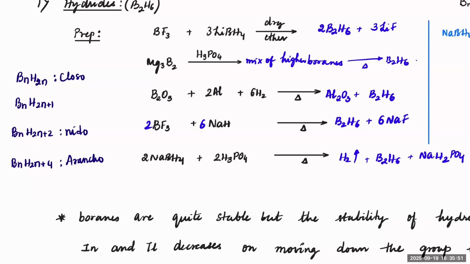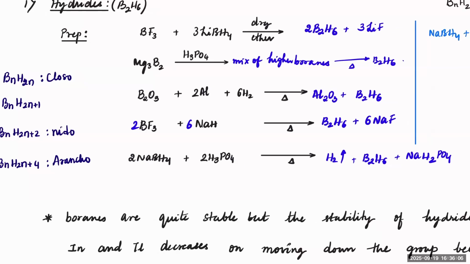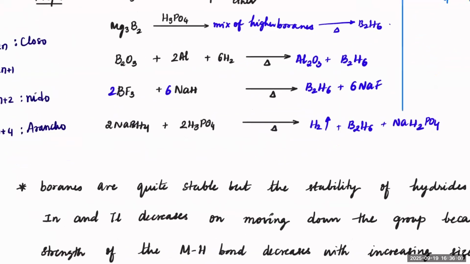Now B2H6 is what, beta? This is 2n plus 2, correct? So it is a nidoborane. Nidoborane is a very, very common form. Clear? Now notice BF3, when you react with sodium hydride, it will again release fluorine, replacing that with hydrogen. So we'll get B2H6 here as well. Clear?